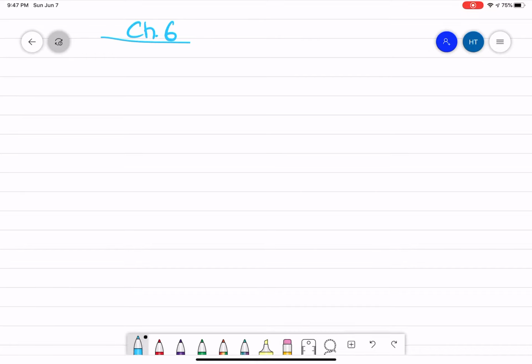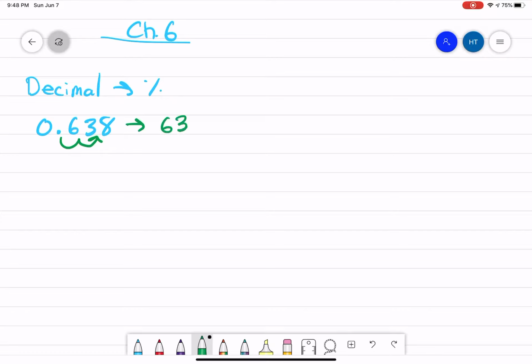When we're looking at percents, sometimes we have a decimal and we want to go to a percent. So if I have 0.638, I turn it into a percent by moving it twice to the right. Remember, it's kind of like multiplying by 100, because it's percent per every 100. So as a percent, this would look like 63.8%.